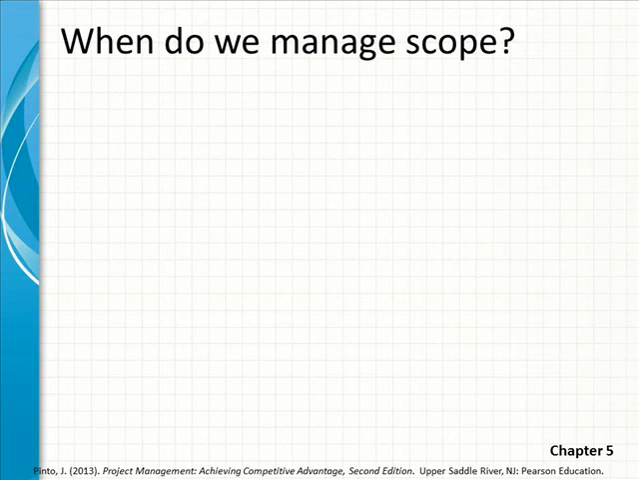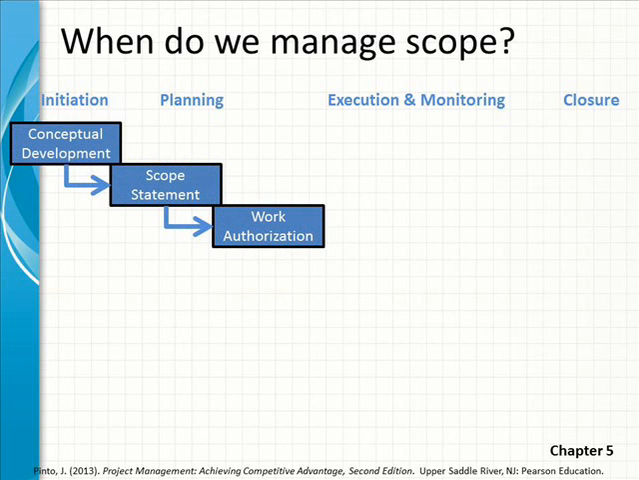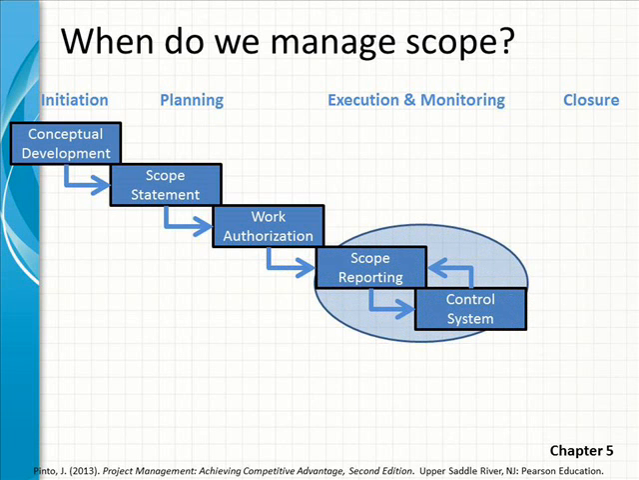Another aspect when reviewing that simple series of steps is when do these occur? When do we manage scope? If we overlay a standard product development life cycle, we know we have different phases such as initiation, planning, execution and monitoring, and closure. The first 3 steps evolve from initiation through project planning. Scope reporting and using our control systems is heavily involved in the execution and monitoring phases of a project. And then the last step, project closure, occurs in the closure phase.